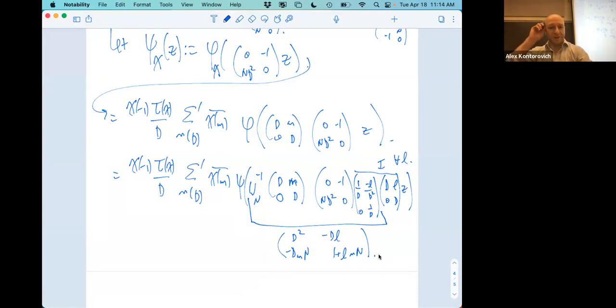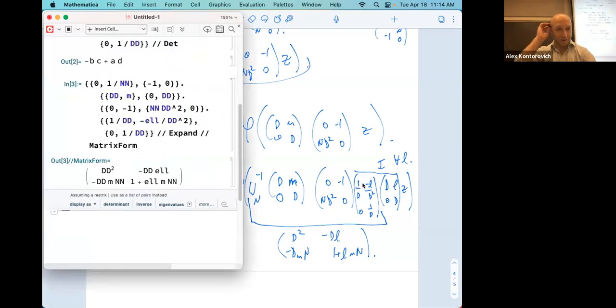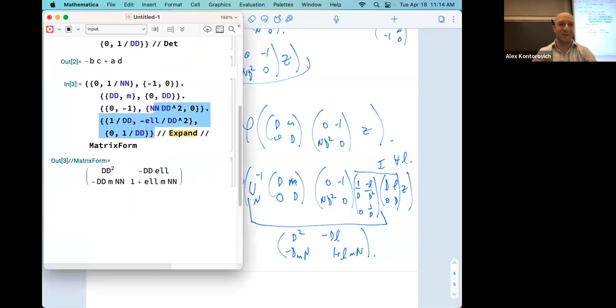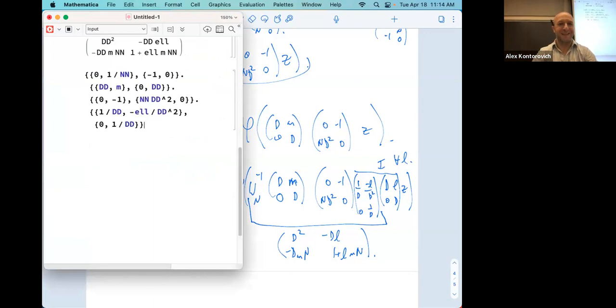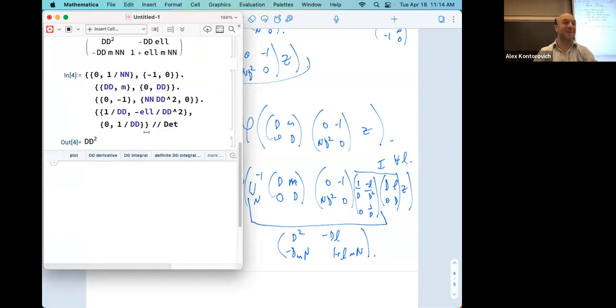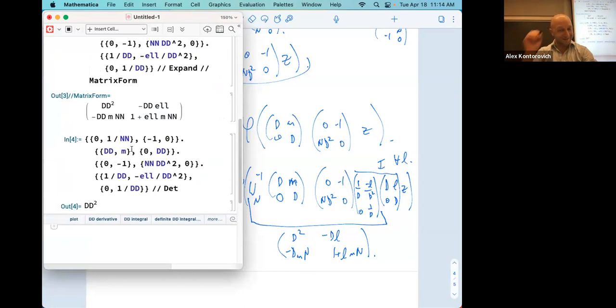Now, wait a second. What's the determinant of this thing? Because psi, remember, psi itself lives on gamma naught n, and I have an n here. So as long as these are all integers and the determinant is 1, then this thing is gone. So what's the determinant? And we have an L to play with. It's going to be d squared, regardless of L.